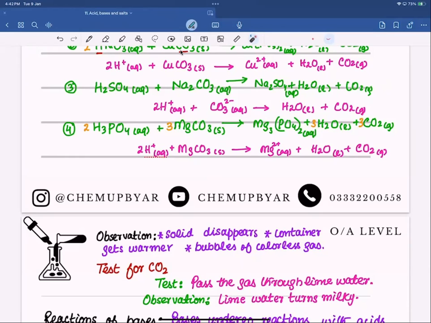Is everybody done? Okay, now we have a reaction of bases. One reaction of a base is with the acid that we already did. When base and acid react, we always get salt and water.